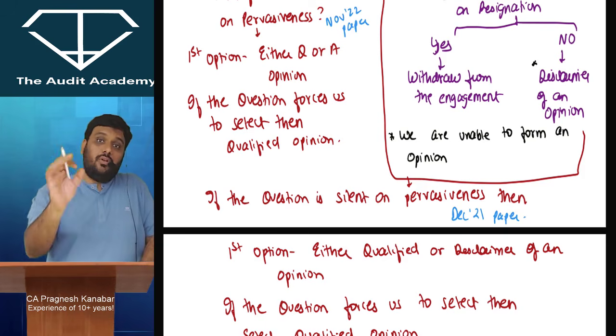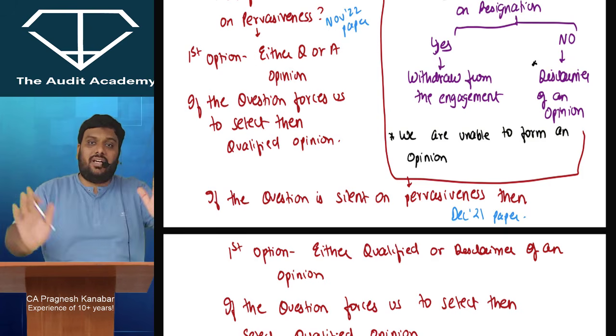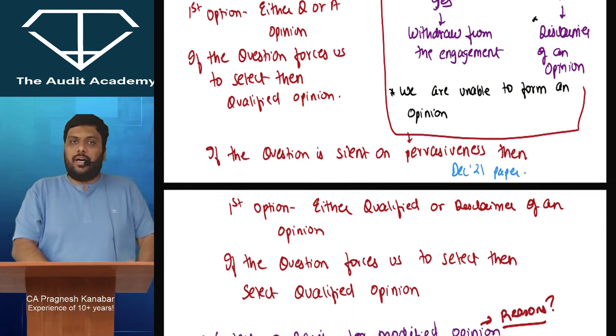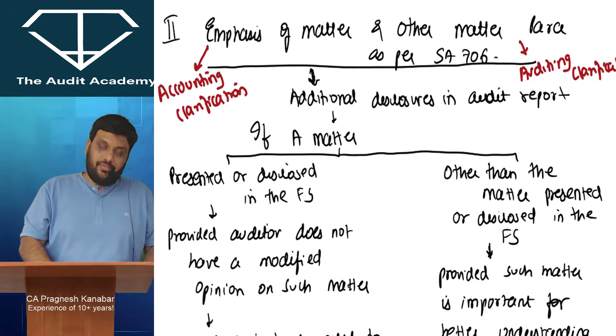Especially in the module, you have to read the drafting, how they have drafted qualified opinion, adverse opinion, and disclaimer of opinion. You do this much, it's done, it's dusted. You can never go wrong in the opinion part now. Alright, okay. So that is it for SA 705.